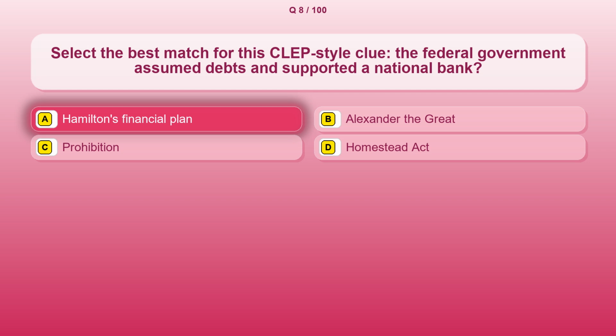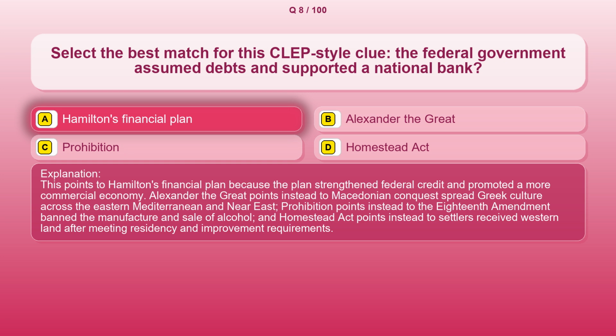The correct answer is option A, Hamilton's financial plan. This points to Hamilton's financial plan because the plan strengthened federal credit and promoted a more commercial economy. Alexander the Great points instead to Macedonian conquest spread Greek culture across the eastern Mediterranean and Near East.